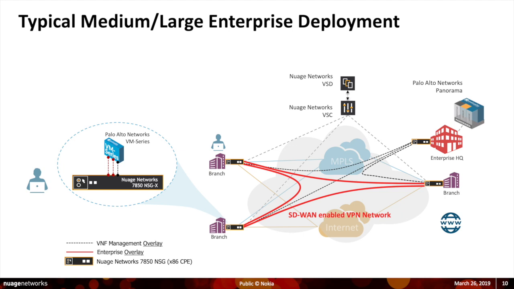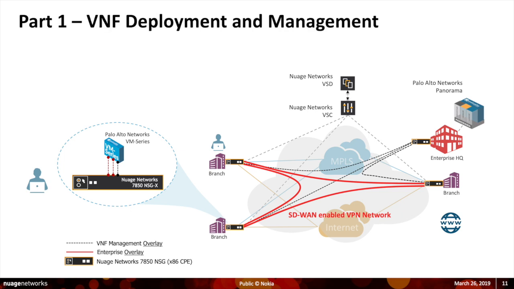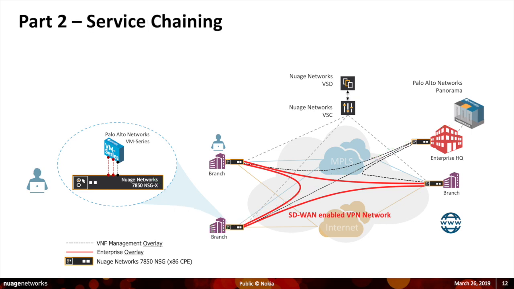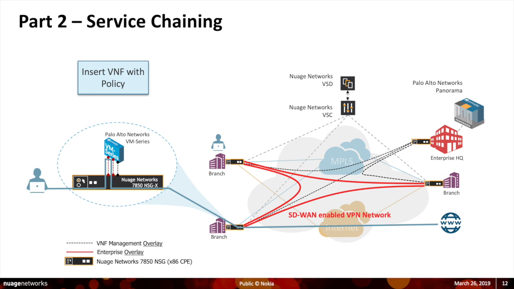A typical large enterprise deployment includes a VM-Series on a UCPE, Panorama centrally located, and the first step, as mentioned earlier, is deploying the VM-Series firewall onto a particular UCPE. Once deployed, it will be managed by the Panorama that is centrally located, and then the next step is service chaining, where some flows can be redirected to the firewall, others can bypass it completely.